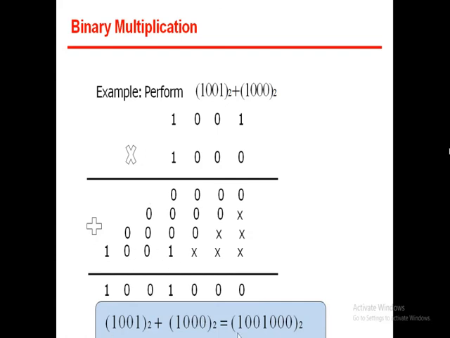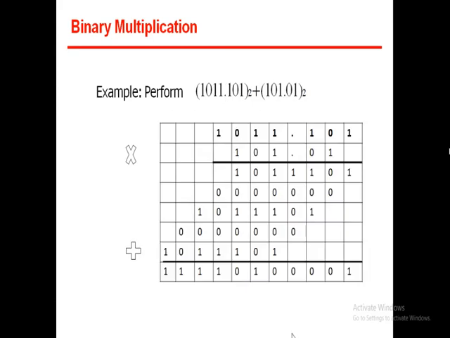Then another example. Multiply 1011 into 0.101 into 101.01.